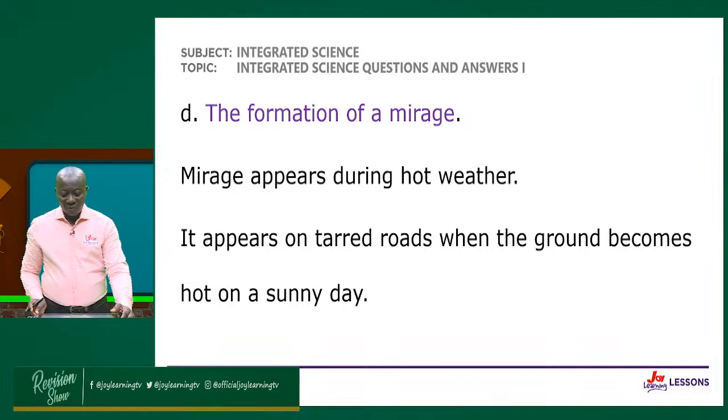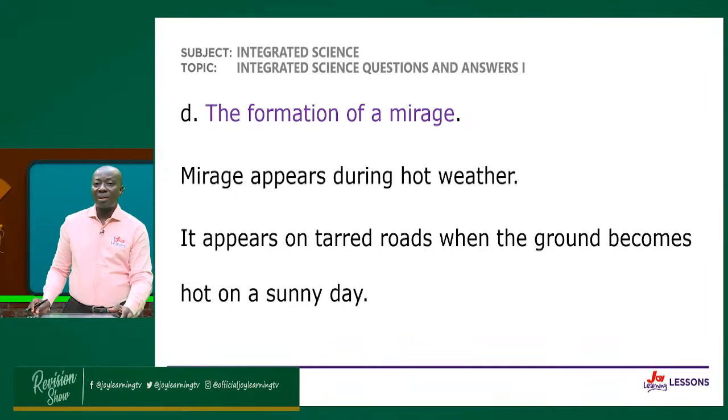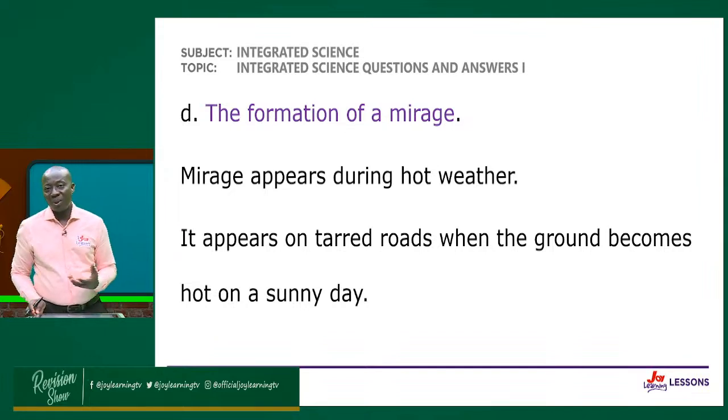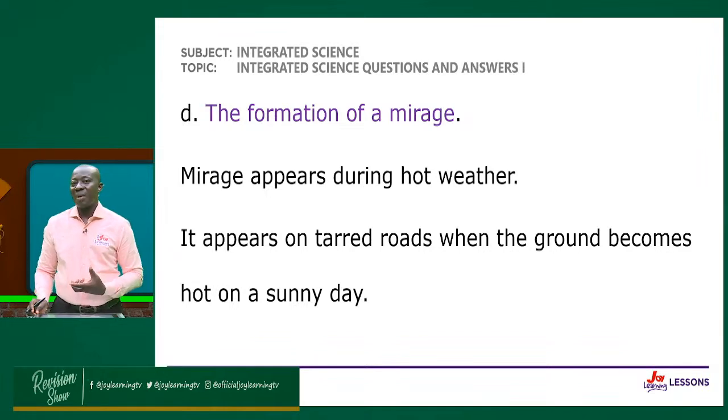So we move on to the formation of a mirage. How is a mirage formed? A mirage appears during hot weather. So for you to see a mirage, the weather must be very hot, extremely hot. And as the earth heats up, it also warms the air above its surface.